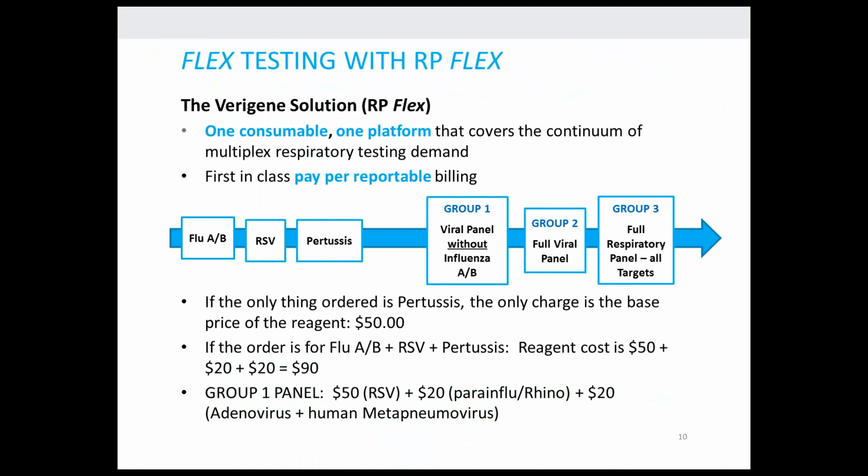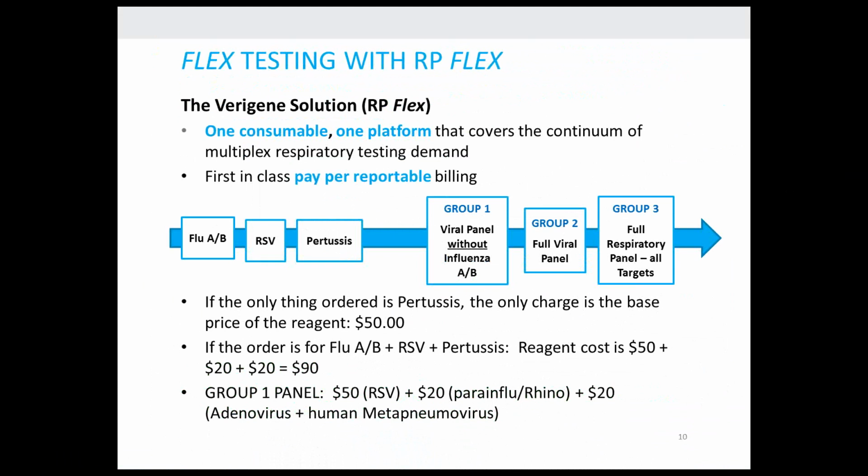Or you can order everything on the whole panel and get the Bordetella along with all the viruses. The only thing is, if you order just the pertussis, you only pay the base price of your reagent, which you already paid for when you bought your kit. So there's no additional cost.